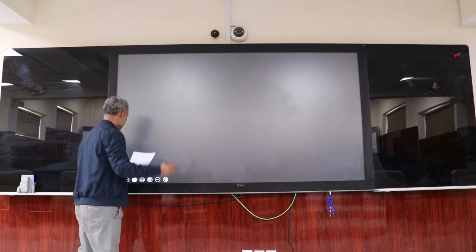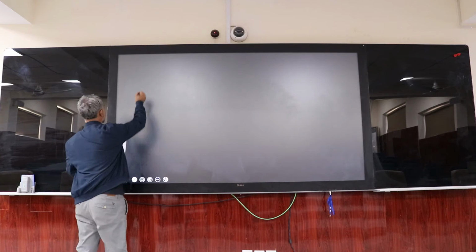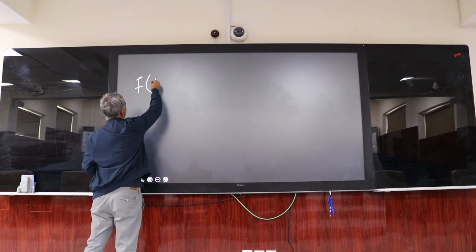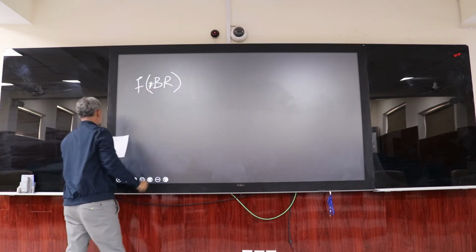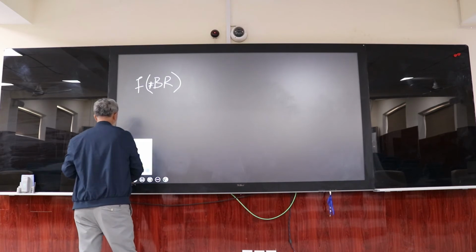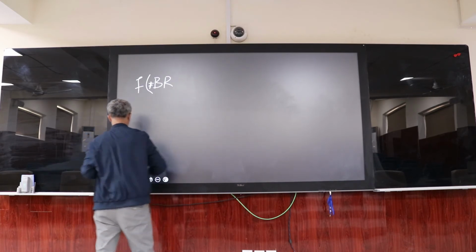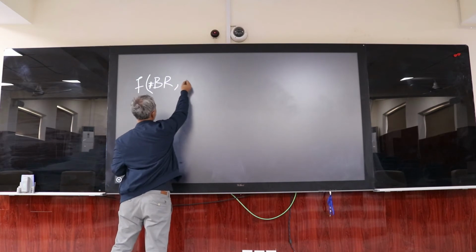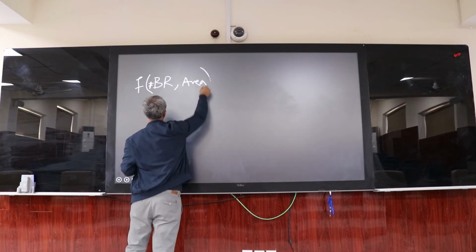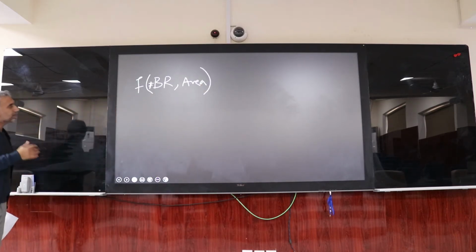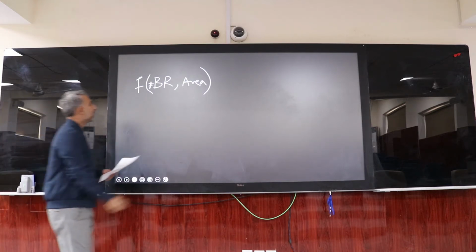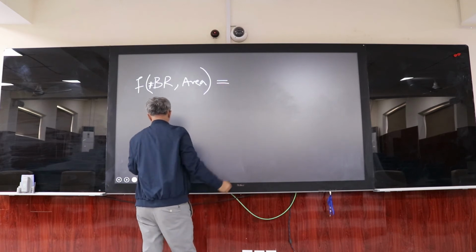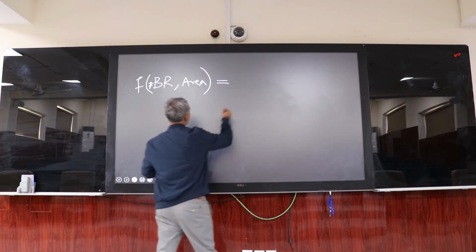Okay, let me make it simple. For example, you are talking about some house: one factor is the number of bedrooms, another one is the area. And in this case, we say the situation looks like this.